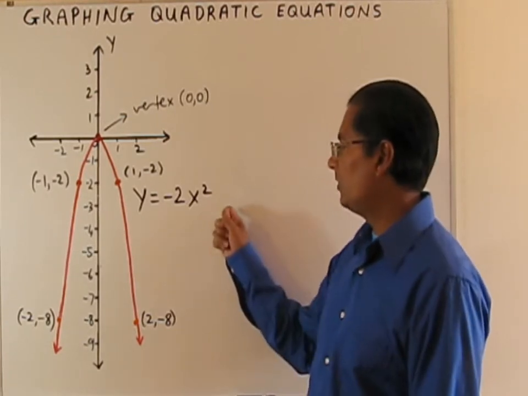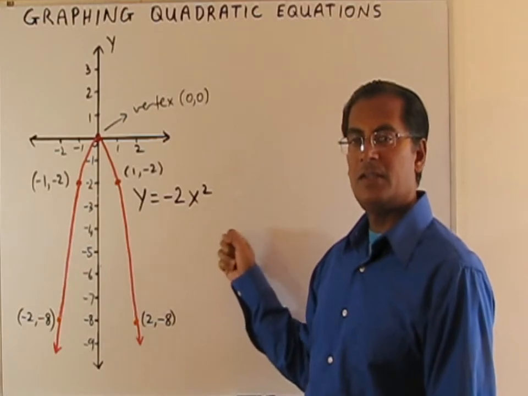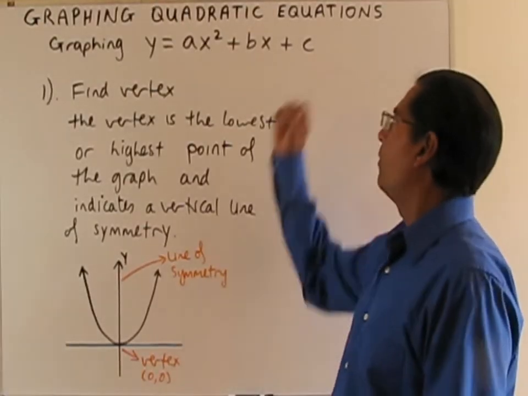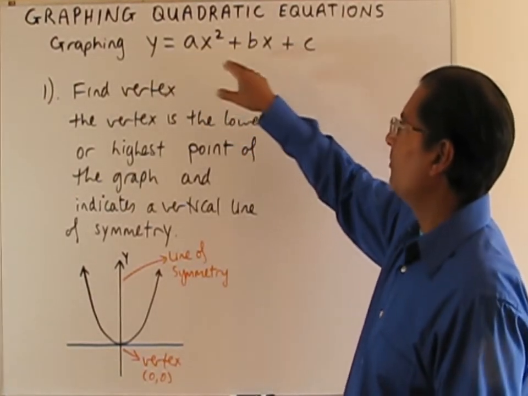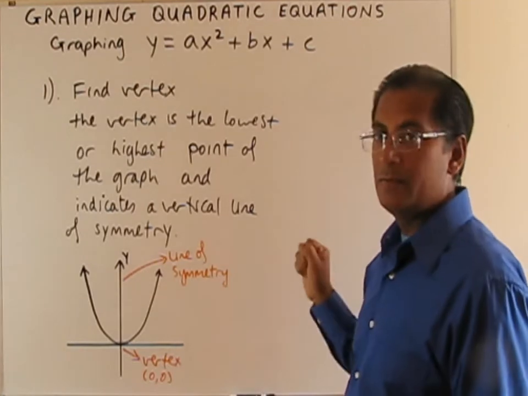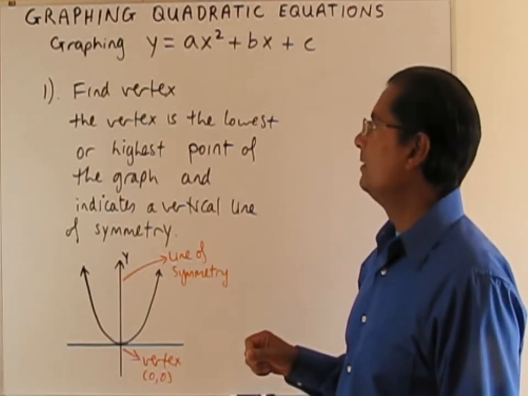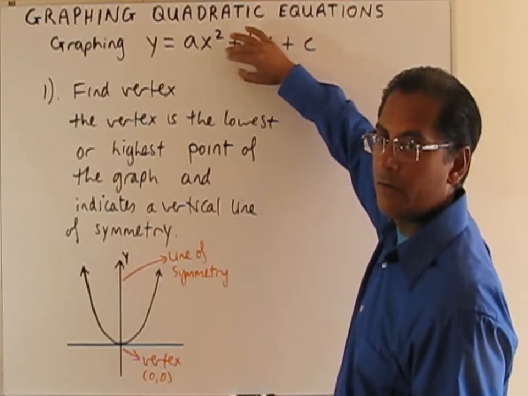Now what happens if you start to add and subtract here to the x squared? Well, that might change things a little bit. So in general, when you want to graph a quadratic equation in two variables, where y equals ax squared plus bx plus c, there are two things you need to find in order to graph it. If it were just ax squared, we've seen that's pretty easy and the vertex is at the origin.